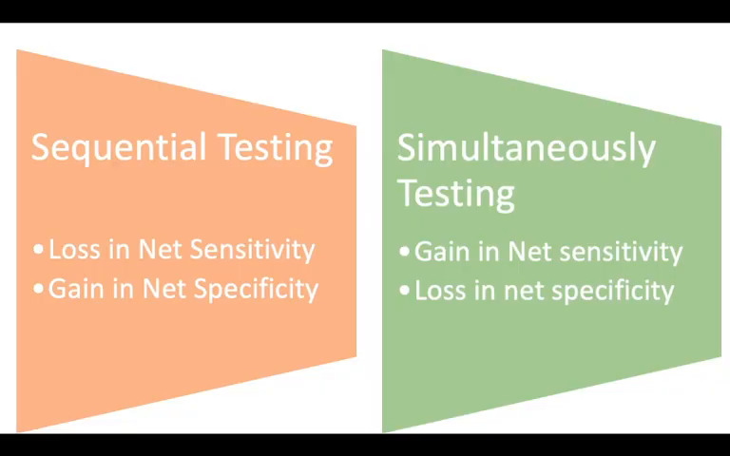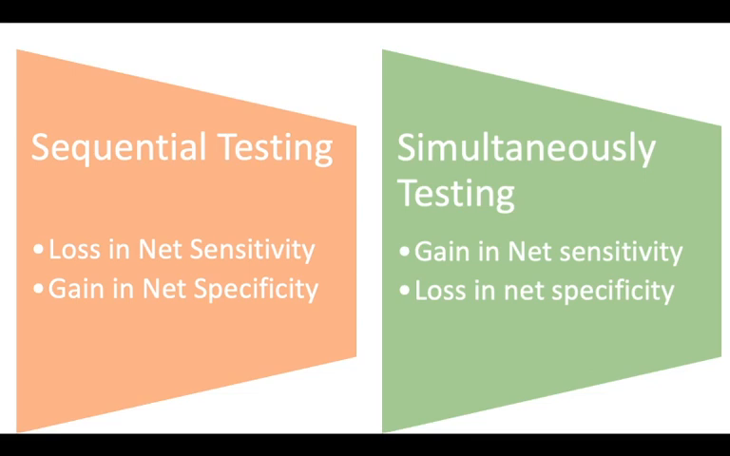Today we are going to discuss net sensitivity and specificity. Before we begin, there are two modes to calculate net specificity and sensitivity. The first is sequential testing. For example, if we perform one test and identify a particular set of individuals as positive, and then we refine our understanding by digging deeper and performing another test, this is called sequential testing.